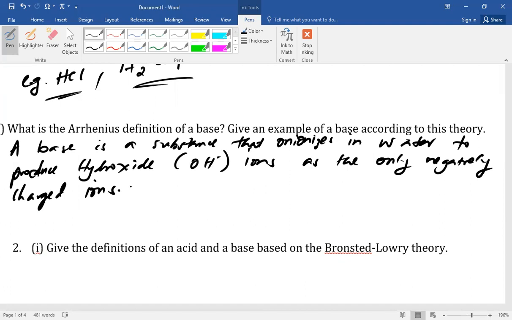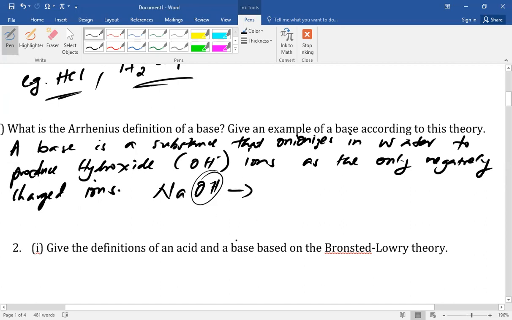So an example we can give here is sodium hydroxide. This one is okay. So we can give that as an example, because of the hydroxide part. So when sodium hydroxide dissociates in water, it's going to give us hydroxide ion, which is negatively charged, which is also aqueous. So that's what happens.